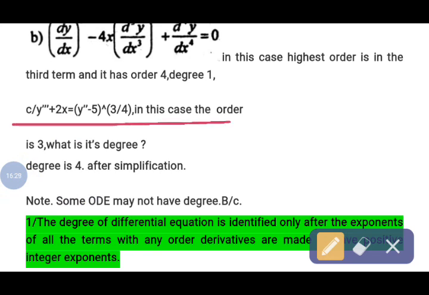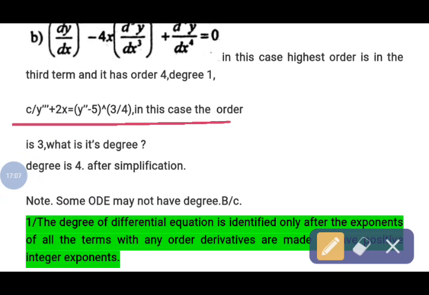In example C, first check the left-hand side. The left-hand side is written in the form of positive integers, which is a third order ordinary differential equation. Now let us check the right-hand side. The right-hand side, the term in the bracket, has its exponent written in the form of 3 over 4, which is in fraction form. Therefore, it violates the rules and principles for finding the degree of an ordinary differential equation.